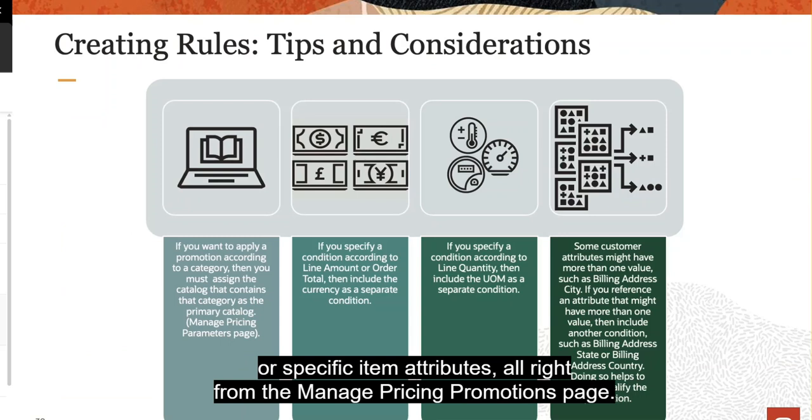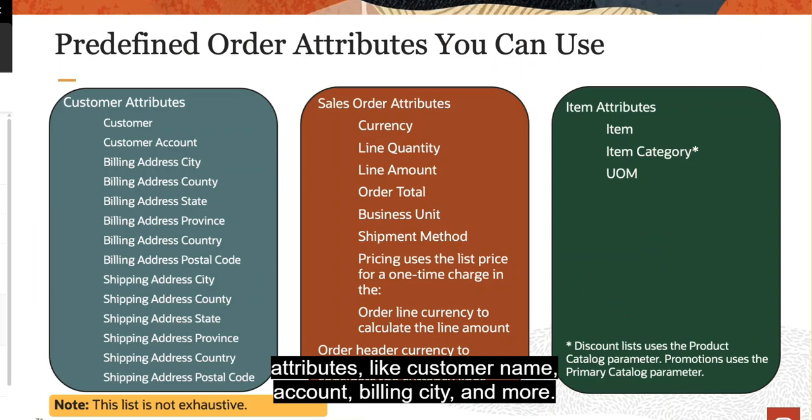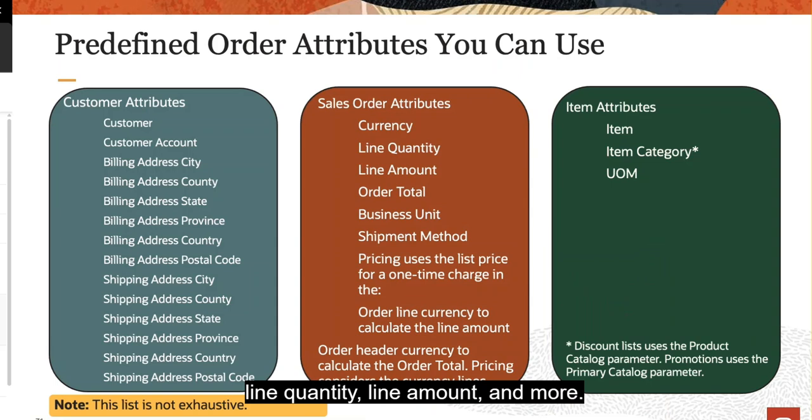You can use these predefined order attributes in your rules as customer attributes, like customer name, account, billing city, and more. You can also include sales order attributes like currency, line quantity, line amount, and more. Additionally, you can include item attributes like item category and unit of measure. Note that this slide is not an exhaustive list of all the attributes.